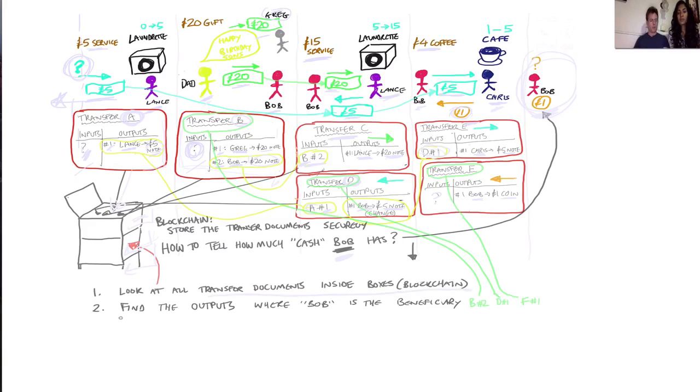Now, the next thing we do is find the outputs where Bob is the beneficiary. Which transactions have paid Bob some money? Well, in green, we can see that transfer B, output number 2, paid Bob a £20 note. Transfer D, output number 1, paid Bob a £5 note. And transfer F, which was in the coffee shop where Bob got his change, paid Bob a £1 coin.